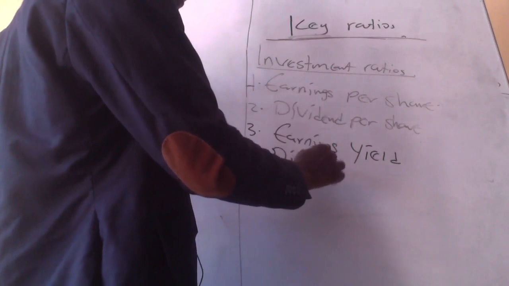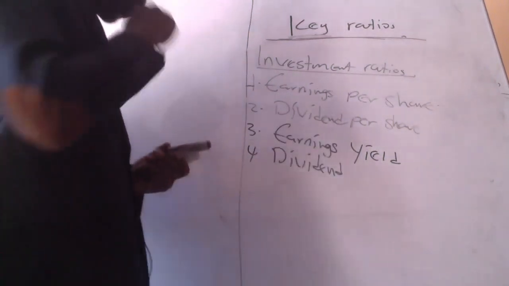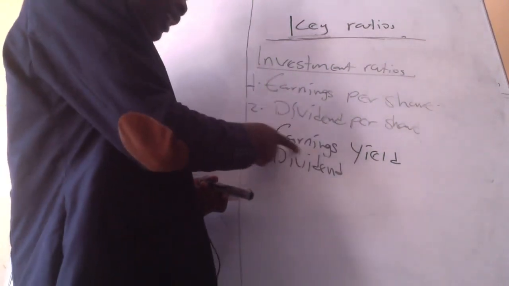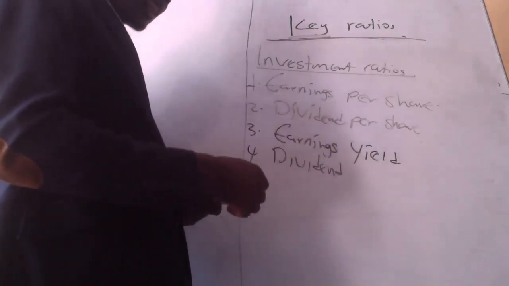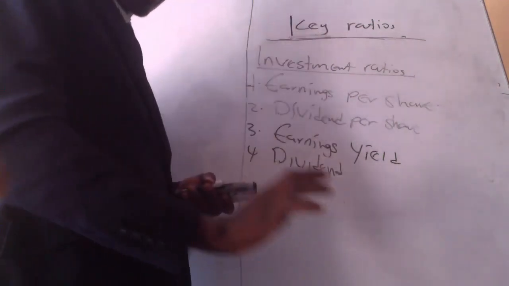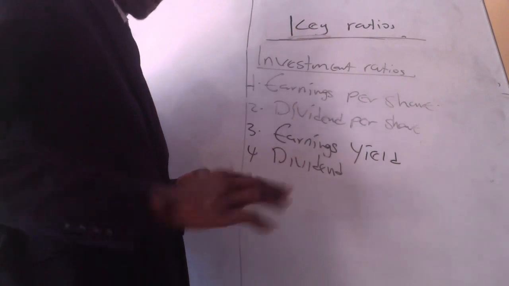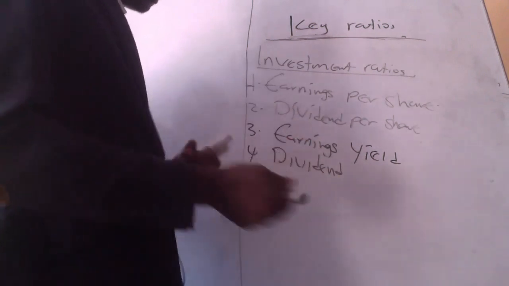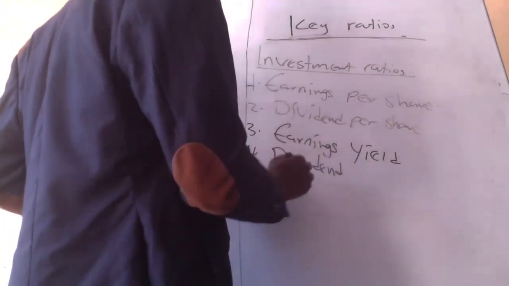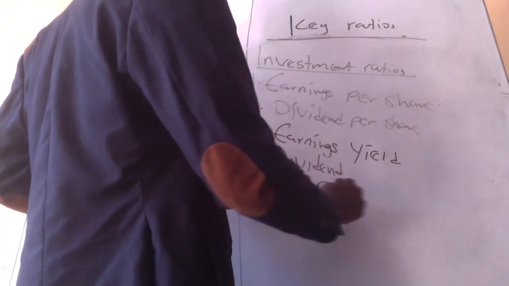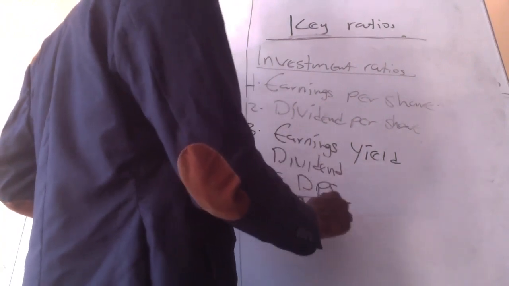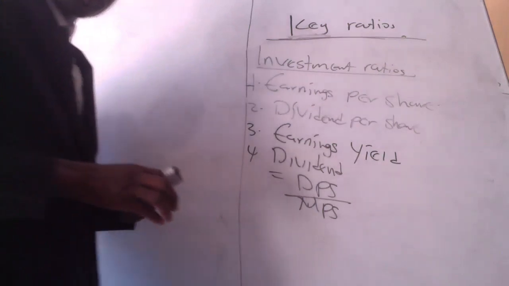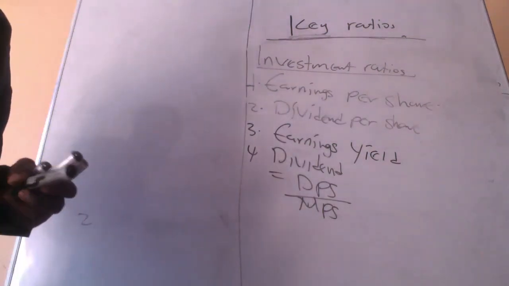Dividend yield. Now, if yield means that item over market price per share, then what will dividend yield be? It will also be dividend per share over what? Market price per share. So take note for me. That's the formula.